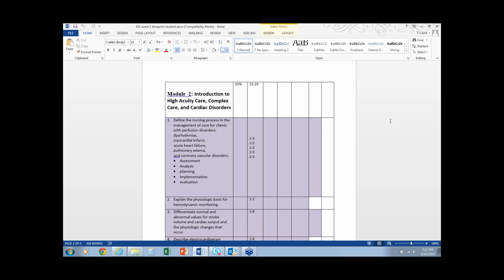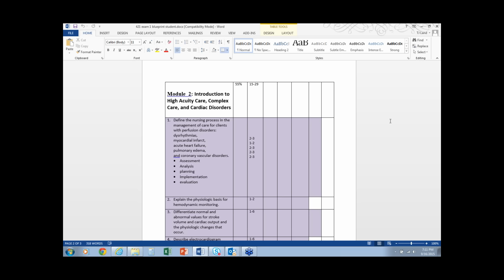So remember, with the very first one here for the care, all we're doing is we're going to make sure that you understand the nursing process and management of patients with specific perfusion disorders, because perfusion disorders cause a life-threatening issue. So you already know about dysrhythmias, MI, acute heart failure, both right and left, pulmonary edema, and cardiovascular disorders. You also know about the nursing process. So your ability to assess your patient, make a plan. This says you need to analyze and then make your plan, implement that plan, and then evaluate. Did the plan work? And if it didn't, what do we need to do differently?